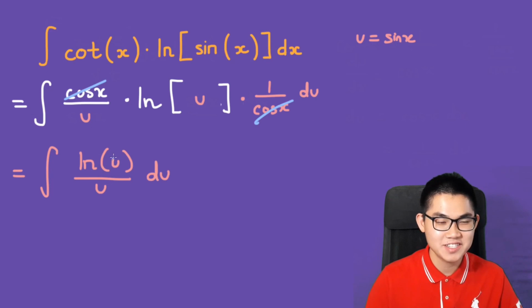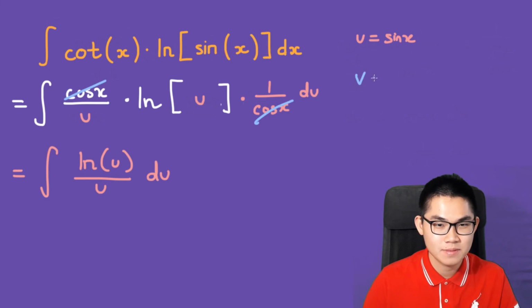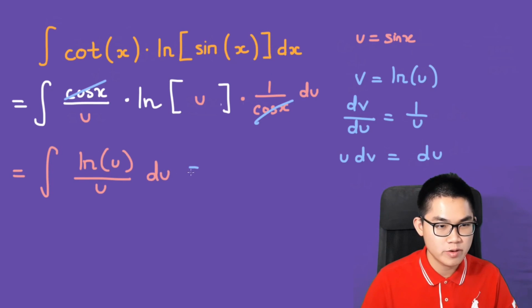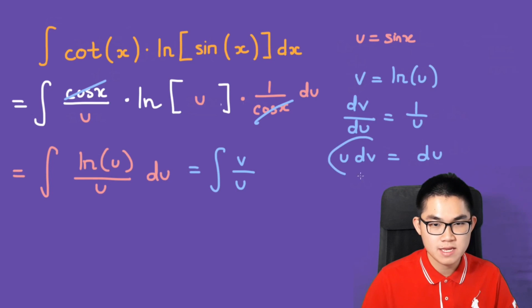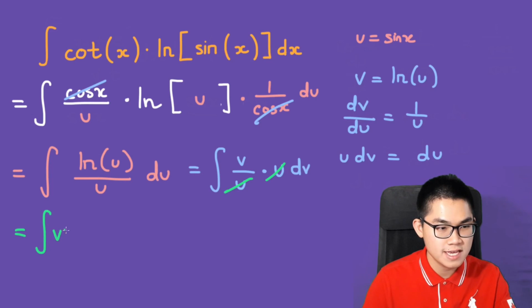You might recognize this integral from our previous examples. So in order to solve this, you have to use u-substitution again. So let v equal to the ln of u. Differentiating it, dv over du is going to be 1 over u. So u times dv is equal to du. So over here, we're going to have the integral of v over u, and du is going to be u times dv. And now as you can see, the u's will cancel out, and we have the integral of v dv.